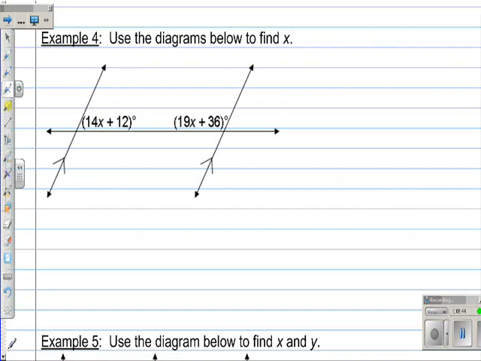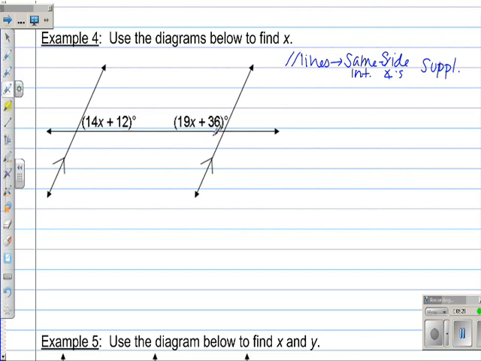From here, on example 4, this one is going to use your same side interior angles theorem or your corresponding interior angles theorem. Same side interior and corresponding go both ways. So in this case, they're supplementary. If you set these equal to each other, they will be wrong.